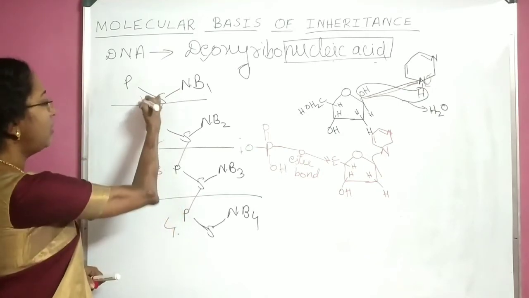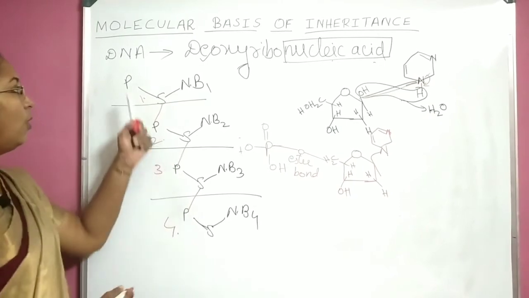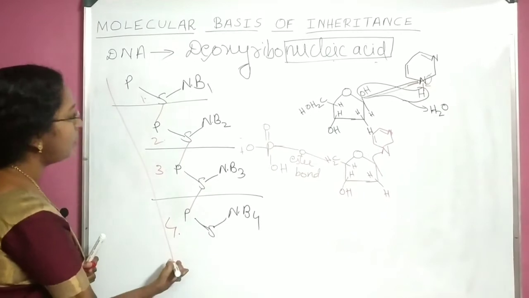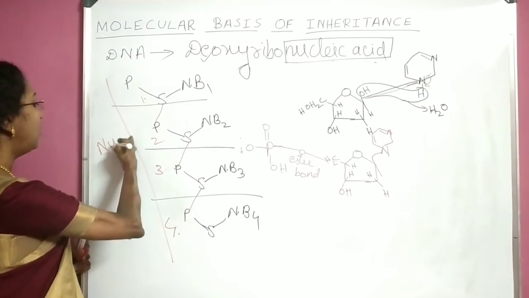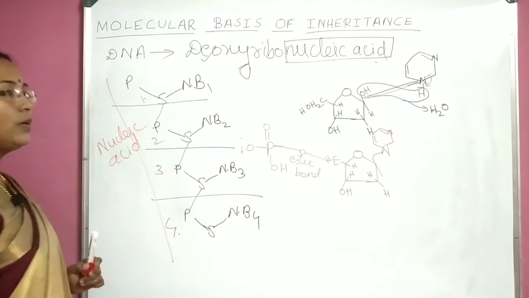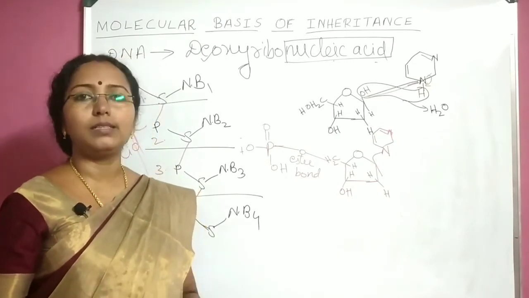So I have added here 1, 2, 3, 4. All these bases I have added. All these nucleotides I have added. So ultimately what am I getting here? I am getting a nucleic acid. So when nucleotides are bonded one after the other, I am going to get a nucleic acid.